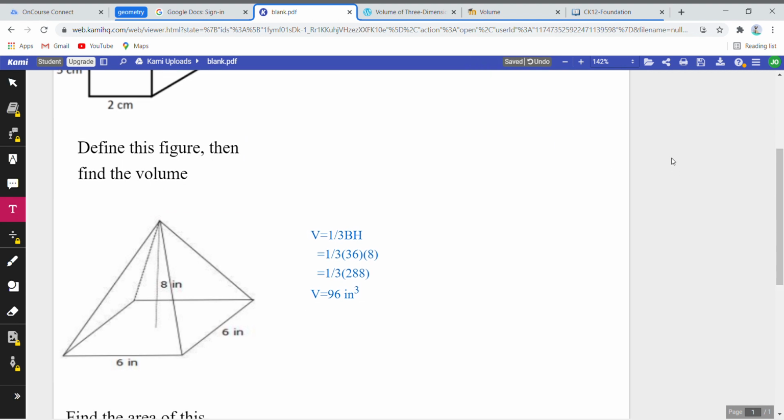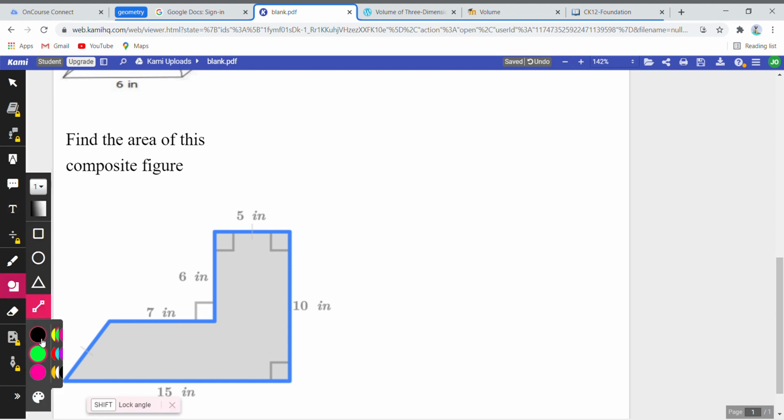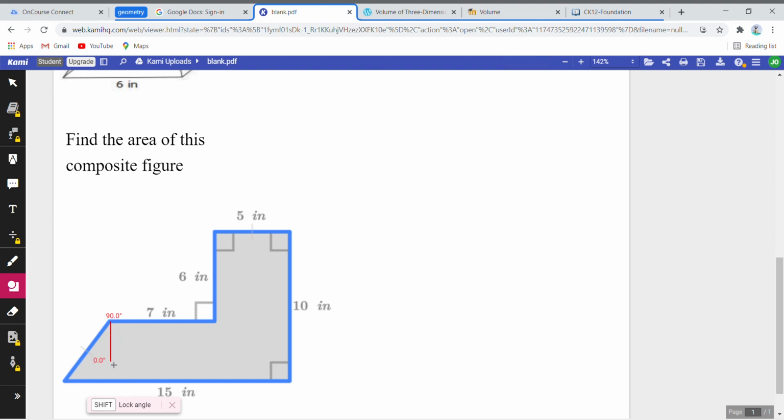So now to the composite figure. We can't just find that area by just looking at it. So we need to split it up into different little shapes. So this right here, we see that's a little slant, and we could turn that into a triangle. So let's just take that, turn it into a triangle. Let's make that line a little bit straighter.